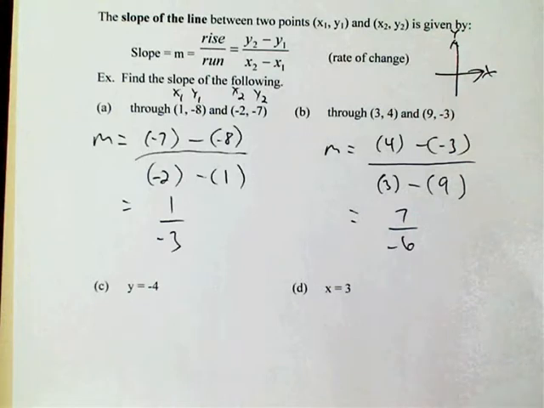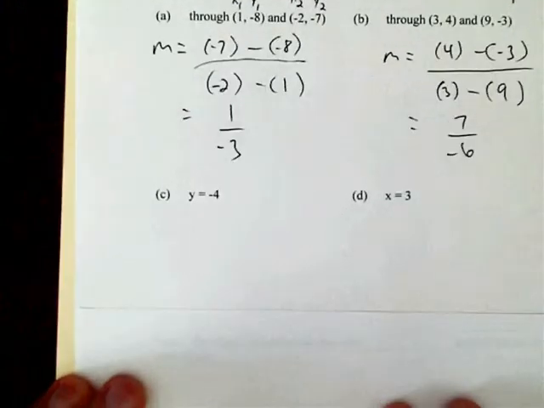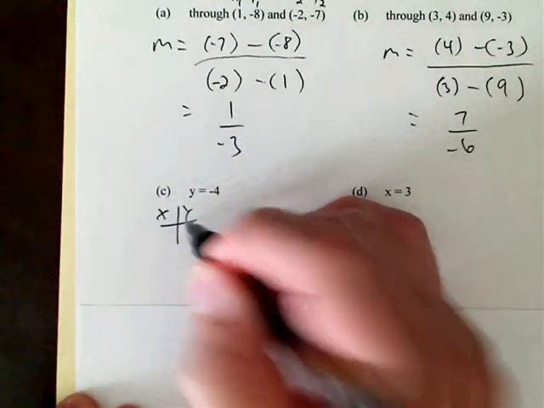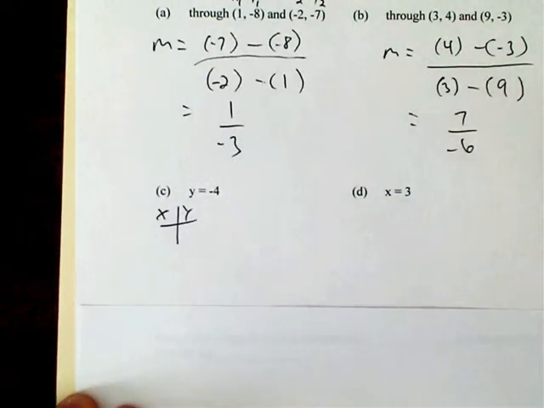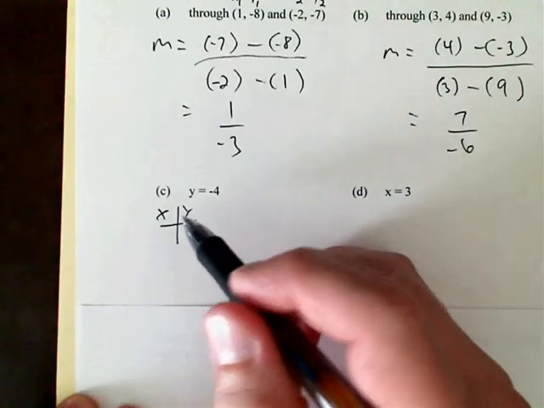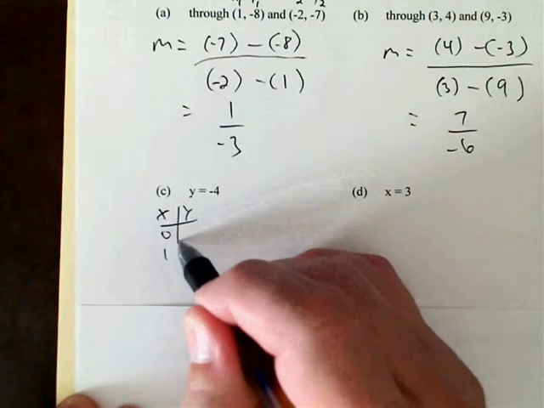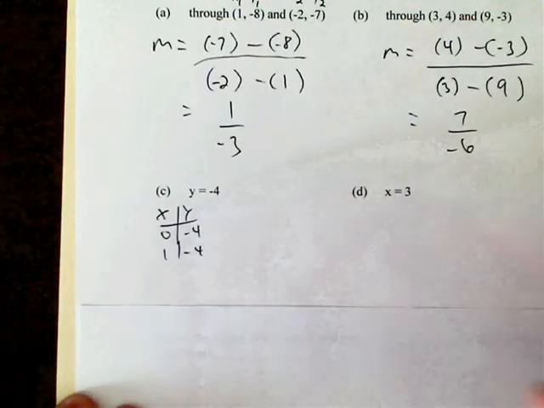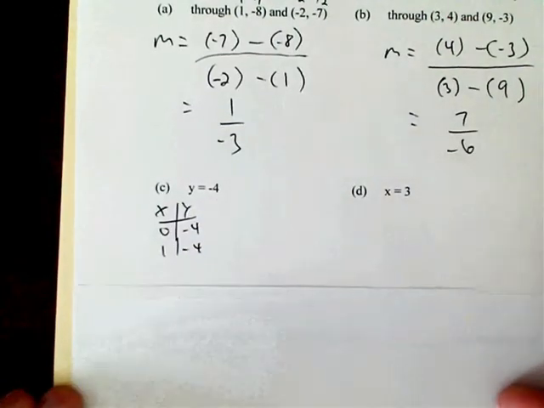Now look at this next example. Y equals negative 4. What I'm going to do with this example, I'm going to use a little T-chart to help with some points. And then we're going to start making some conclusions. X, we can use anything. Let's use 0 and 1. But Y must be negative 4. Because anytime you have an equation that says Y equals negative 4, Y is always negative 4.